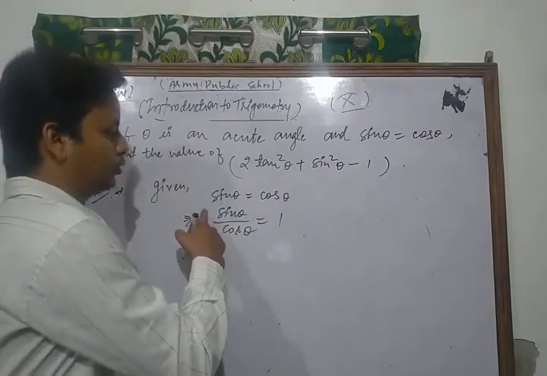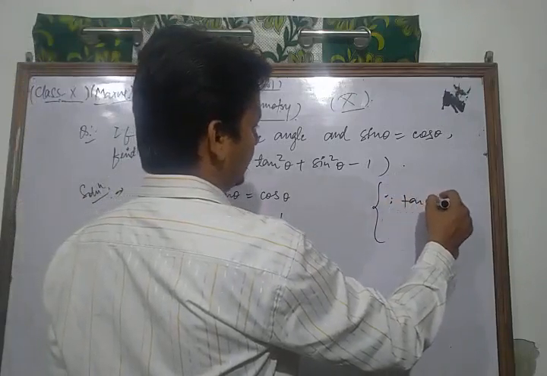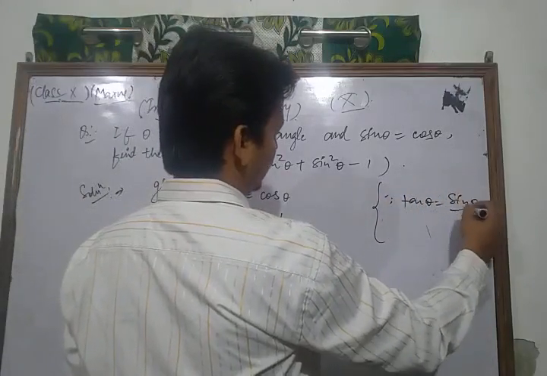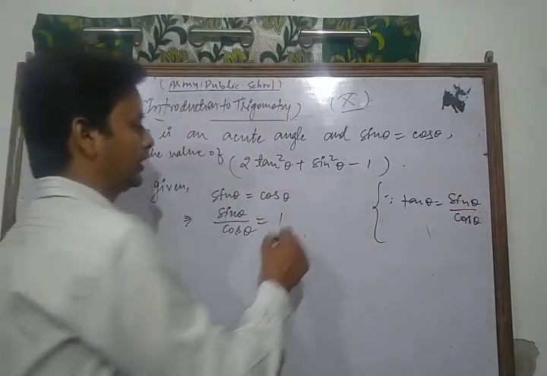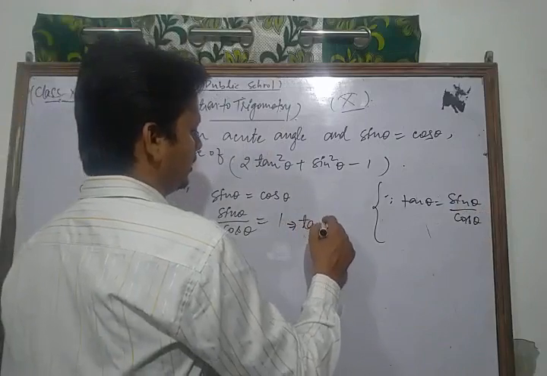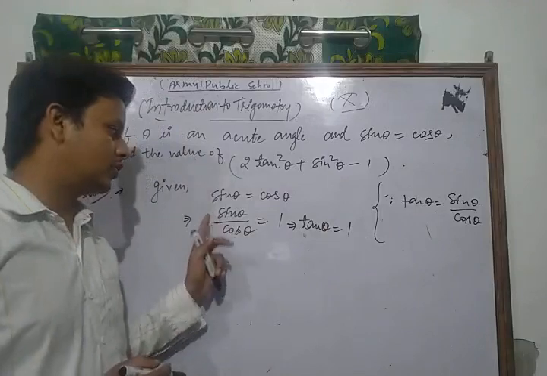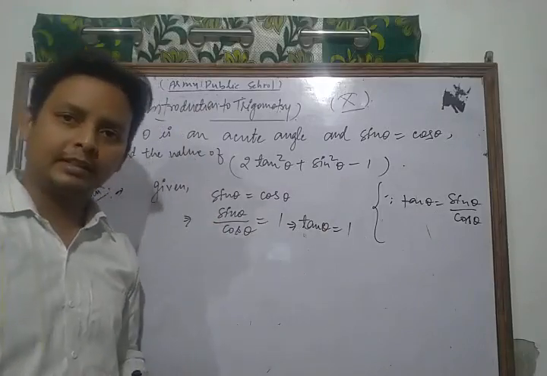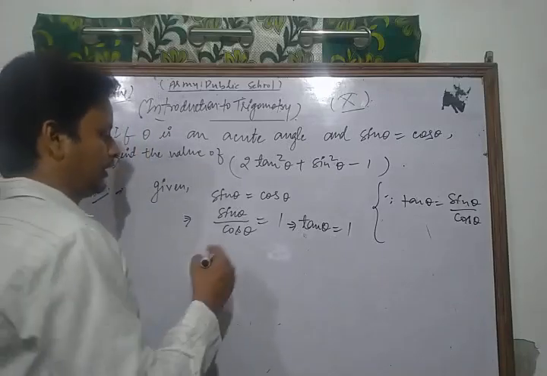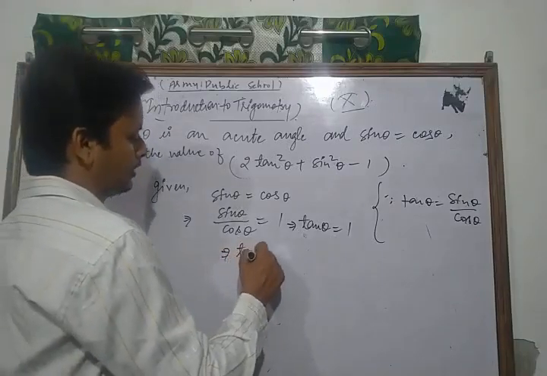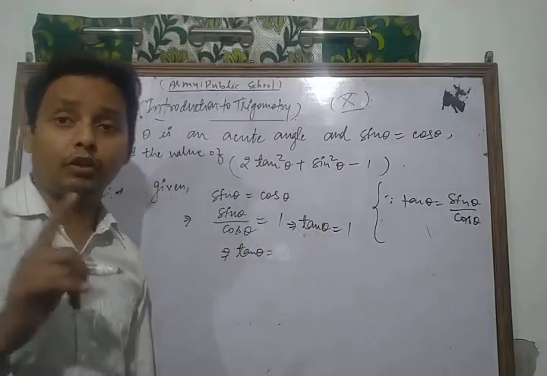And you know the formula that tan theta is equal to sin theta upon cos theta, which we already discussed. So from there we can write tan theta is equal to 1, because sin theta upon cos theta is tan theta. You know that the value of tan 45 degree is 1.